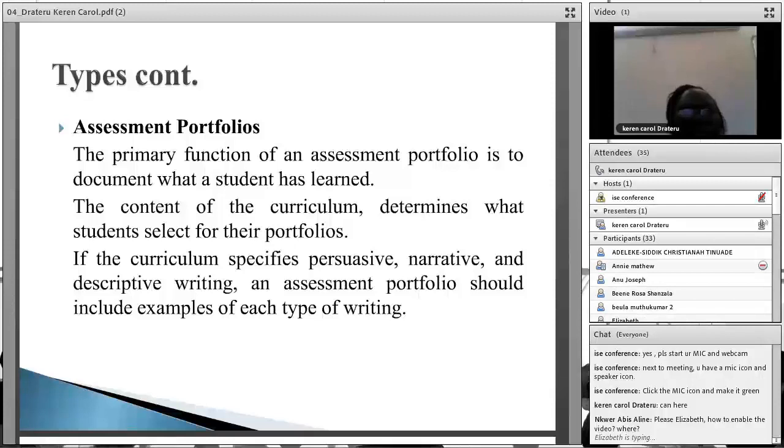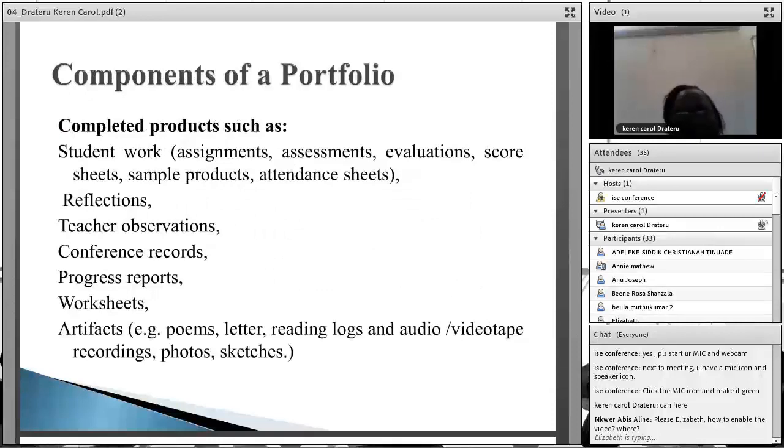Then assessment portfolios. The primary function of an assessment portfolio is to document what a student has learned. The content of the curriculum determines what students select for their portfolios. If the curriculum specifies persuasive, narrative, and descriptive writing, an assessment portfolio should include examples of each type of the writing done.